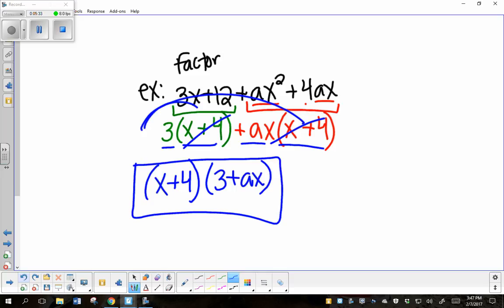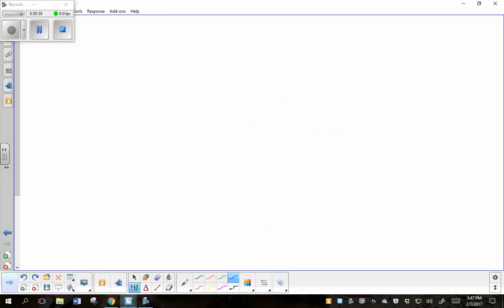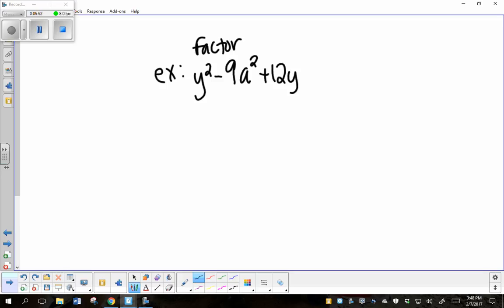All right, 2 down, 2 to go. So now we are going to factor y squared minus 9a squared plus 12y plus 36.